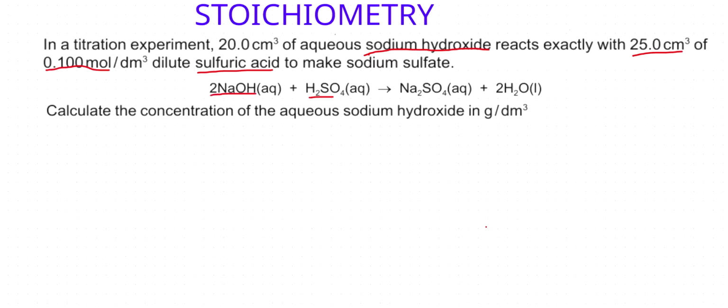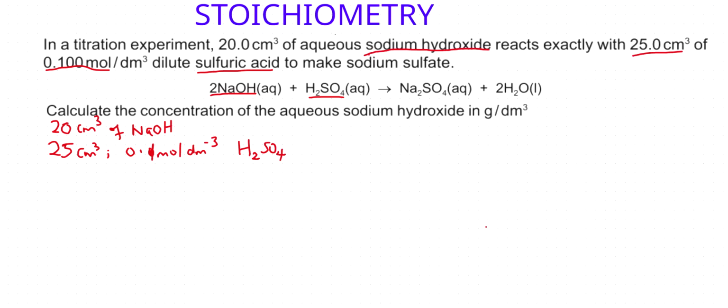So to start with, we need to write out the information or the data that we're given on each of them. So we're given 20 cm³ of sodium hydroxide. And for sulfuric acid, we're given the volume, that's 25 cm³, with the concentration, that is 0.1 mol/dm³ of the sulfuric acid. So we're given the volume and the concentration of the sulfuric acid.